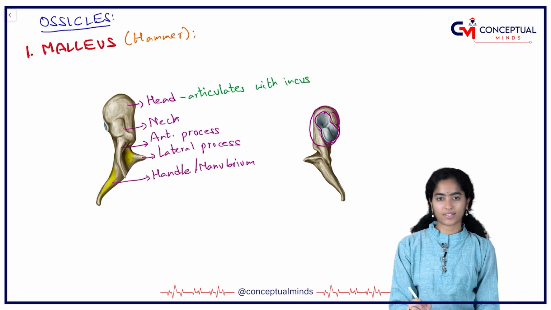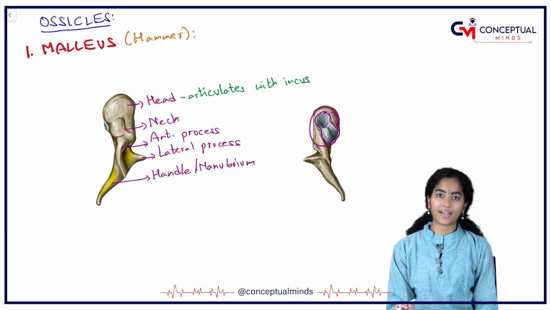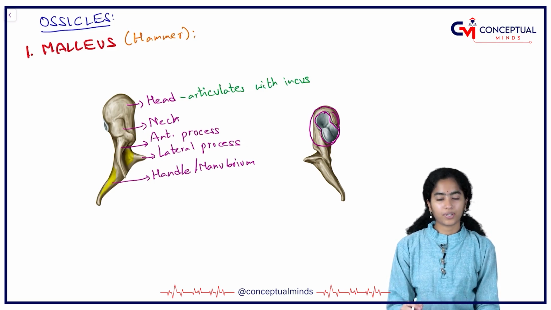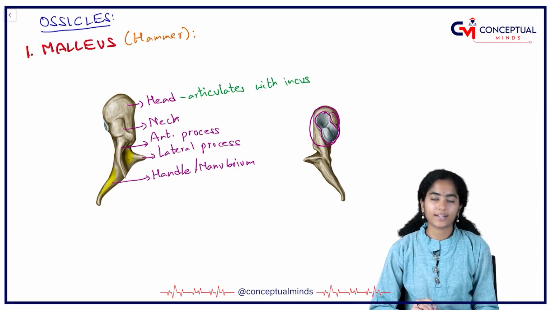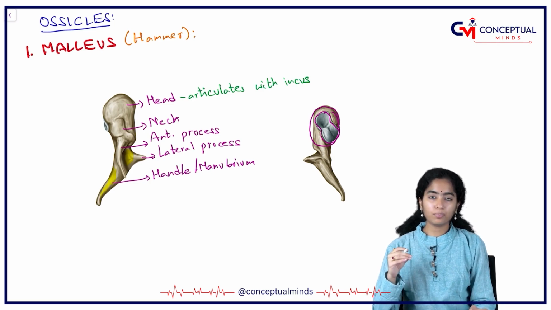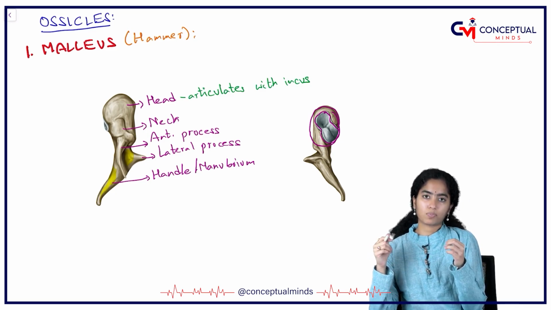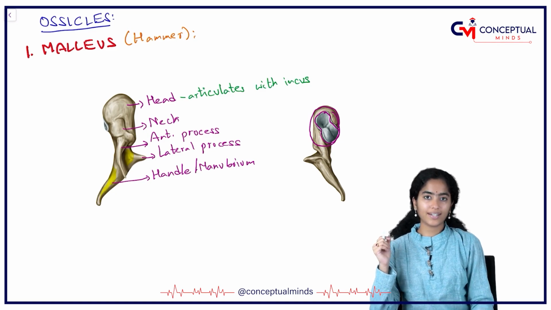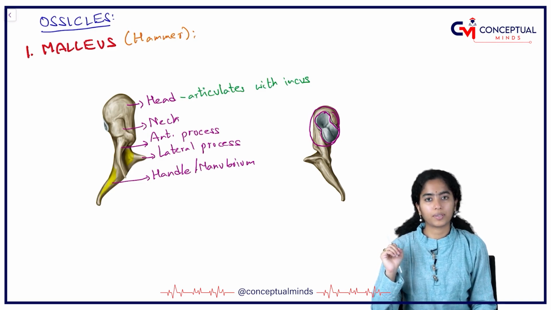The head and neck are present in the attic, and the handle or manubrium is very important, as it is embedded in the tympanic membrane. If we correlate this with the tympanic membrane anatomy, you would remember that on the tympanic membrane we can see a handle being attached, a bone being attached, and that is the handle of the malleus. The lowermost part of this handle draws the tympanic membrane inward, giving it a concave appearance, because the central part of the tympanic membrane is drawn inside. It is embedded inside the tympanic membrane.